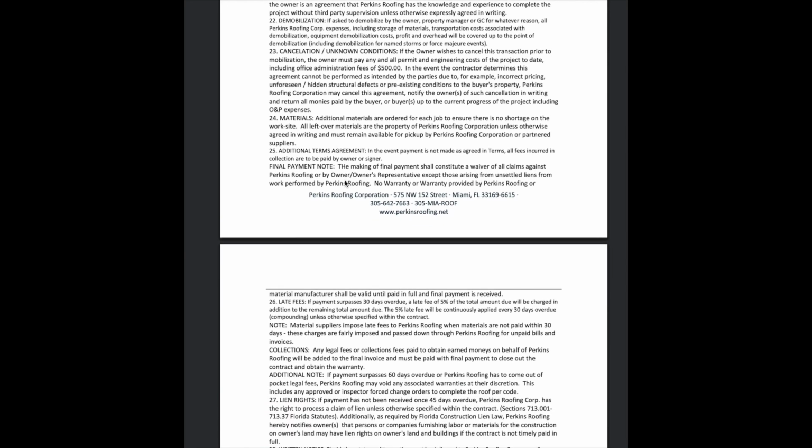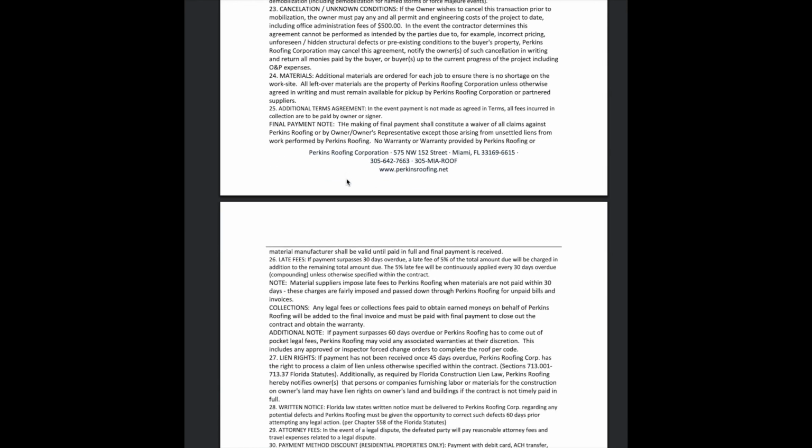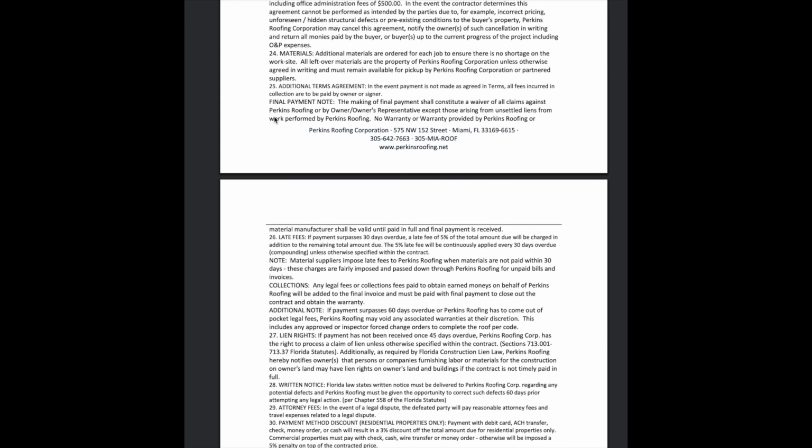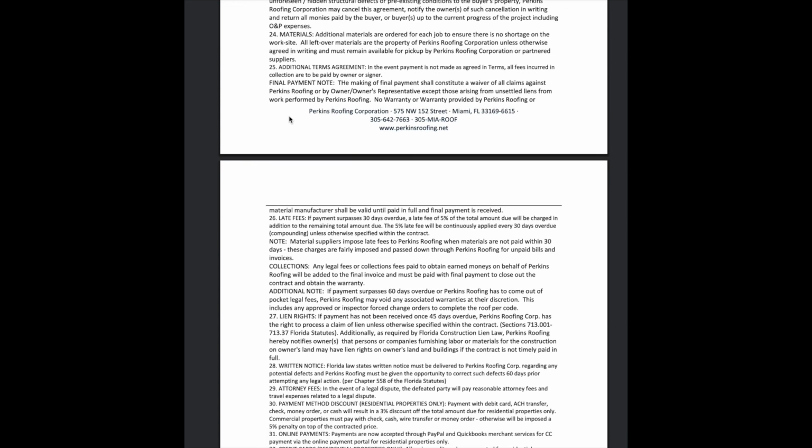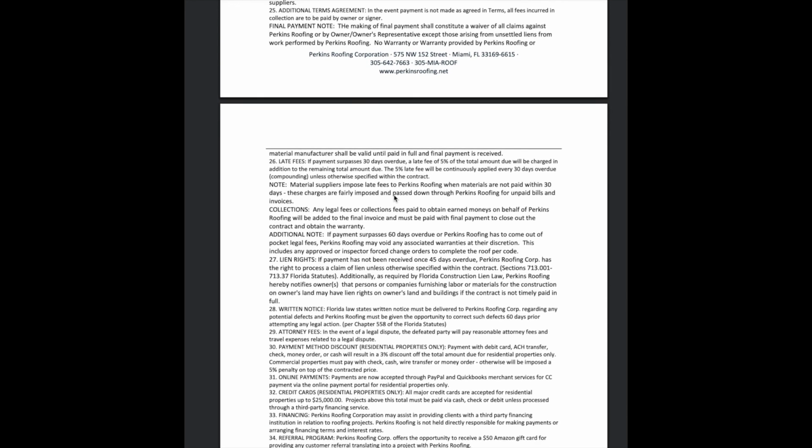Continuing down here, we have final payment note. The making of final payment shall constitute a waiver of all claims against Perkins Roofing or by owner's rep, except those arising from unsettled liens from work performed by Perkins Roofing. No warranty or warranty provided by Perkins Roofing or material manufacturer shall be valid until paid in full and final payment is received.